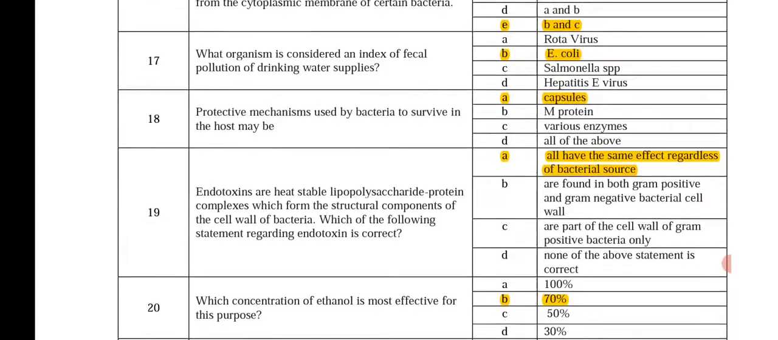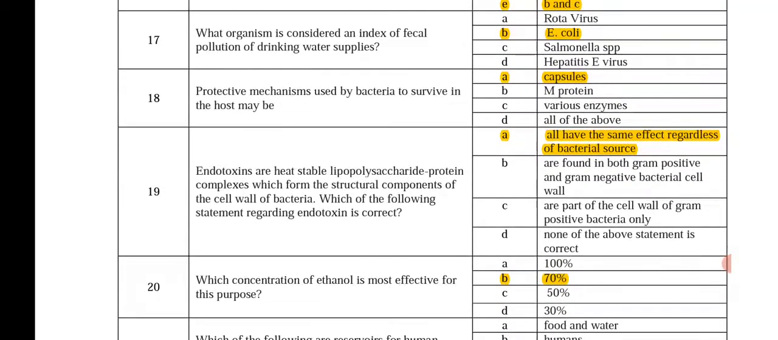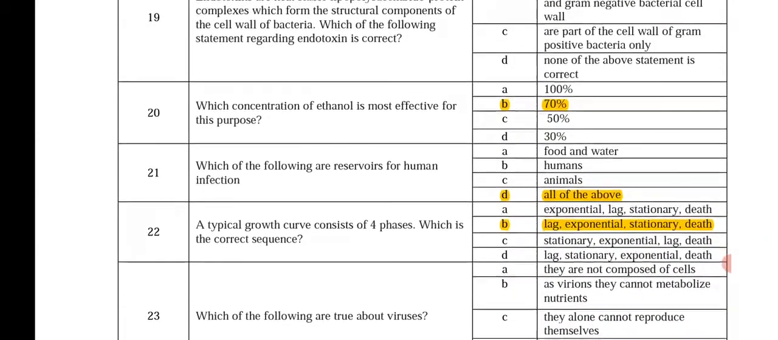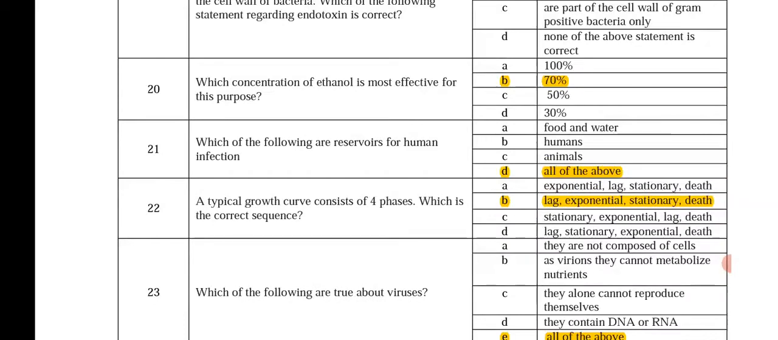Endotoxins are heat-stable lipopolysaccharide-protein complexes which form the structural components of the cell wall of bacteria. Which of the following statements regarding endotoxin is true? All have the same effects regardless of bacterial source. Which concentration of ethanol is most effective for this purpose? 70%. Which of the following are reservoirs for human infection? All of the above: food and water, humans and animals.